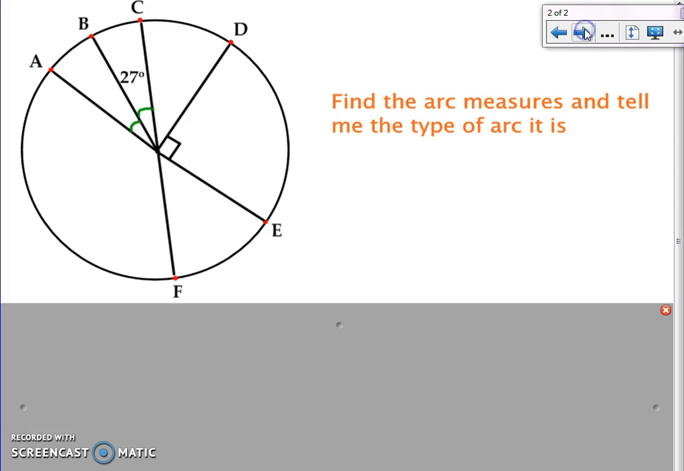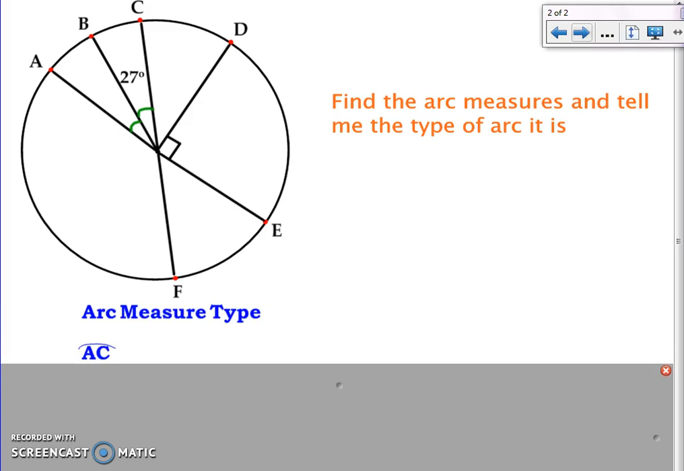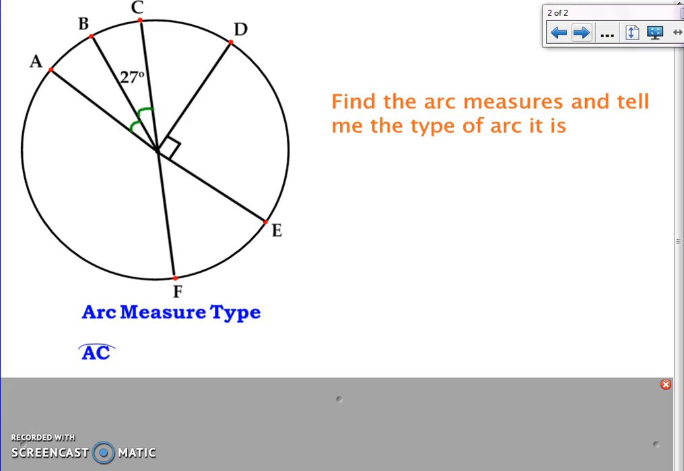Okay. So looking at this picture, we want to find the arc measures and tell what each type is down below right here. Okay, so we'll start with filling in all of these angles. So looking at this picture, we've got 27 here. Because of this green arc right here, we also know that this one is 27 degrees. The square tells us that this one's 90. How are we going to find the other angles? 27 plus 27 plus 90, minus 180.